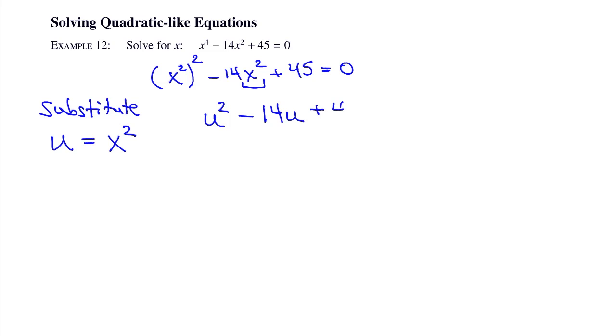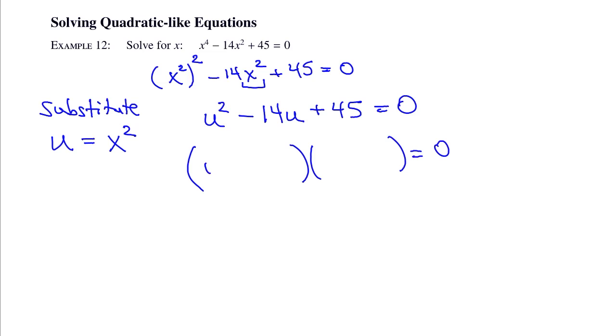And then lastly, plus 45 equals 0. Now it reduces back down to something that looks very much like a quadratic. It is u squared minus 14u plus 45. So this we can use all of our quadratic methods on. In fact, this one factors.